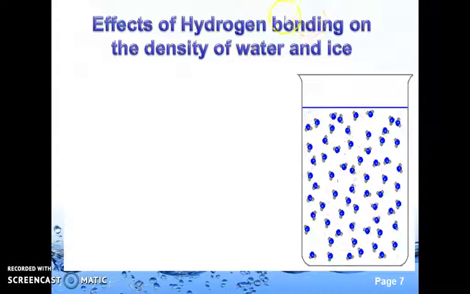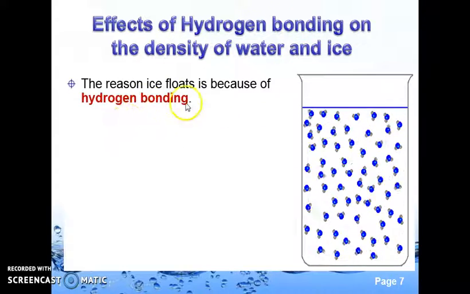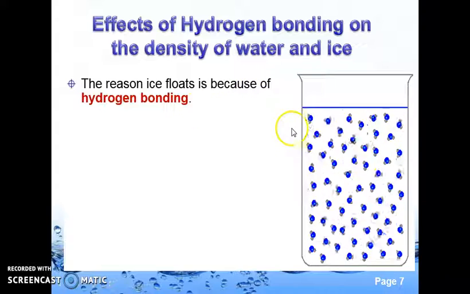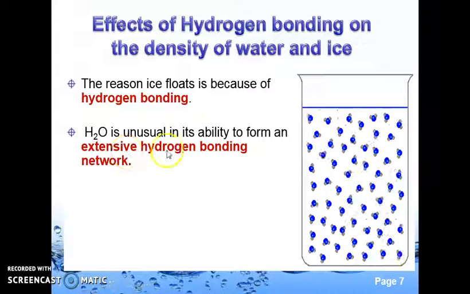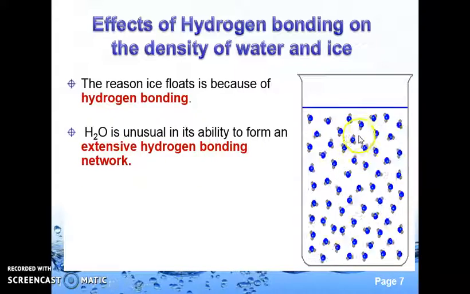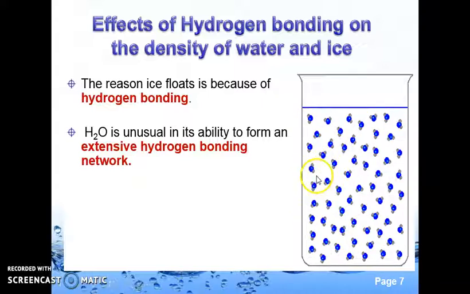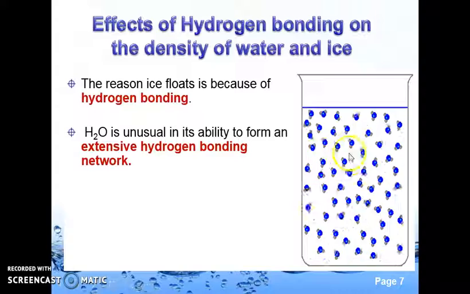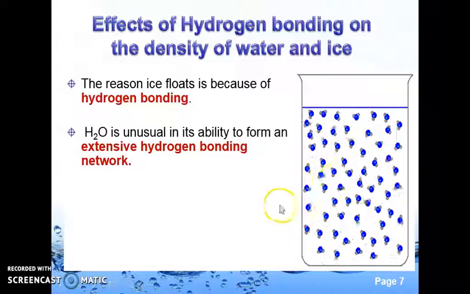Effects of hydrogen bonding on the density of water and ice. The reason ice floats is because of hydrogen bonding. H2O is unusual in its ability to form an extensive hydrogen bonding network. So you can see here the molecules of water move, and as they move, they form hydrogen bonds when they are near to each other. But the hydrogen bond will break when they are far away from each other.